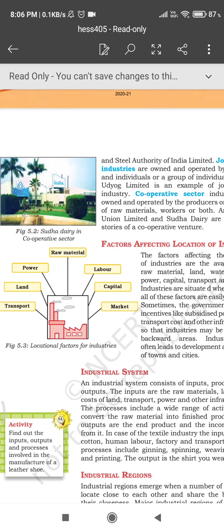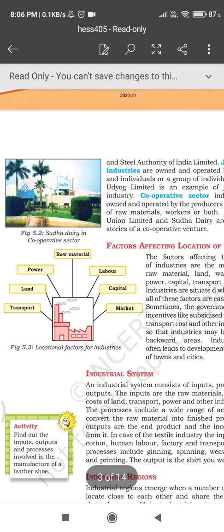should be easily available. Market is required for getting raw material and for sale of the things. It should be available in nearby areas. Transport facilities are required to bring raw material and to send the things to the market. So all these factors are required to establish an industry.